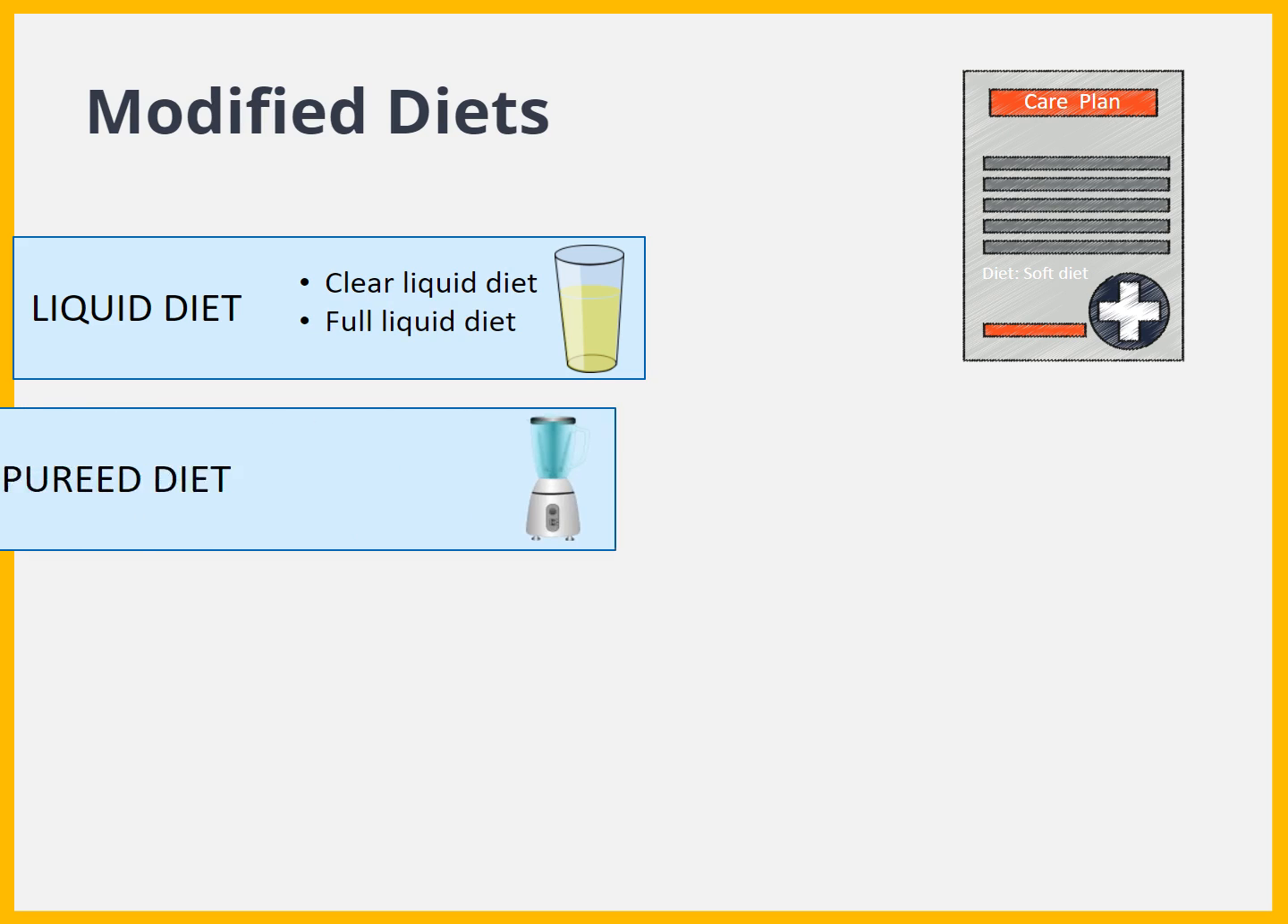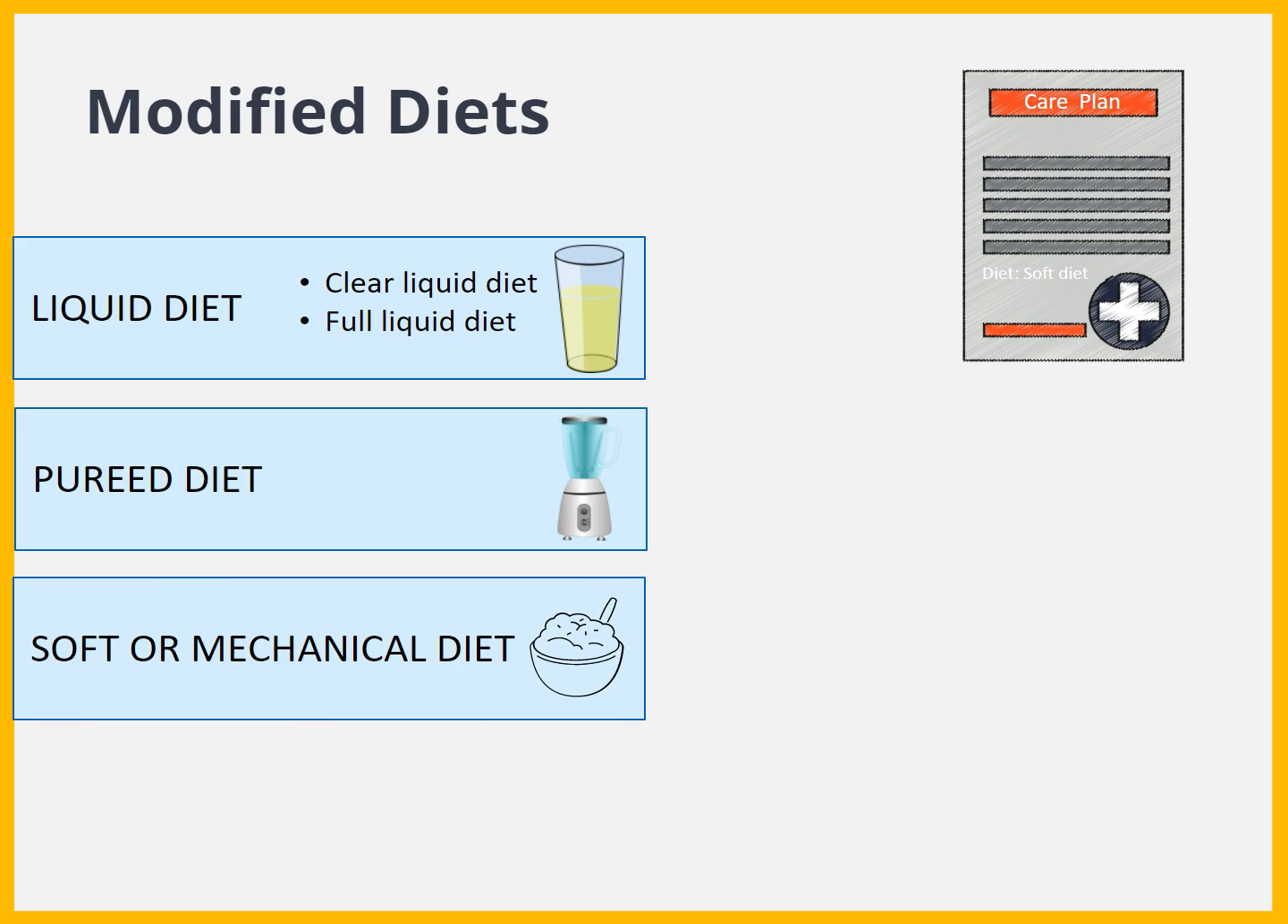A pureed diet consists of foods that have been blended into a milkshake consistency. This diet can be ordered for a client that has difficulty swallowing and chewing food with more texture. A soft or mechanical diet consists of foods that are soft, ground, and easy to chew and swallow, such as mashed potatoes, oatmeal, or ground beef. This is ordered when the client is transitioning from a liquid diet to a regular diet. It can also be ordered for clients with difficulty chewing or swallowing.